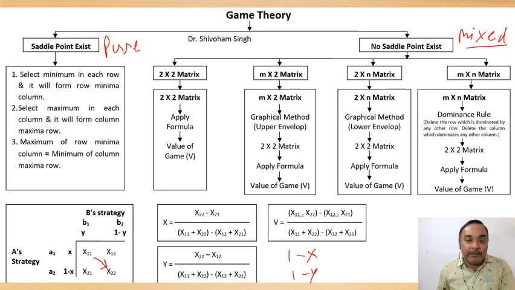And for the value of the game, again, it is the determinant, as you find in the matrix: x11 multiplied by x22 minus x12 multiplied by x21. Is it correct to all of you?